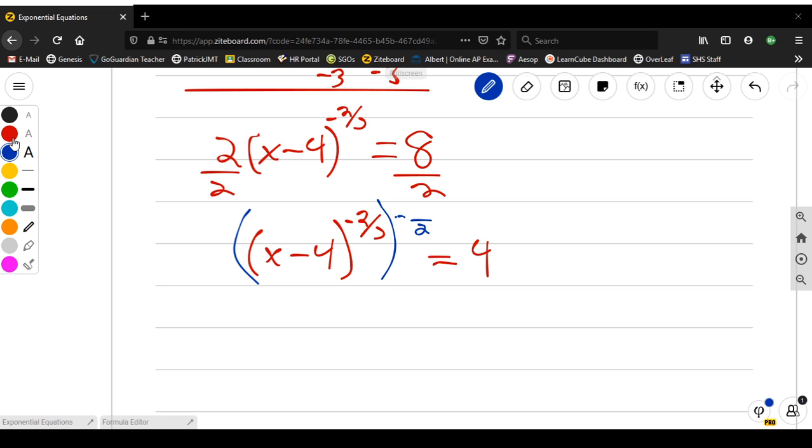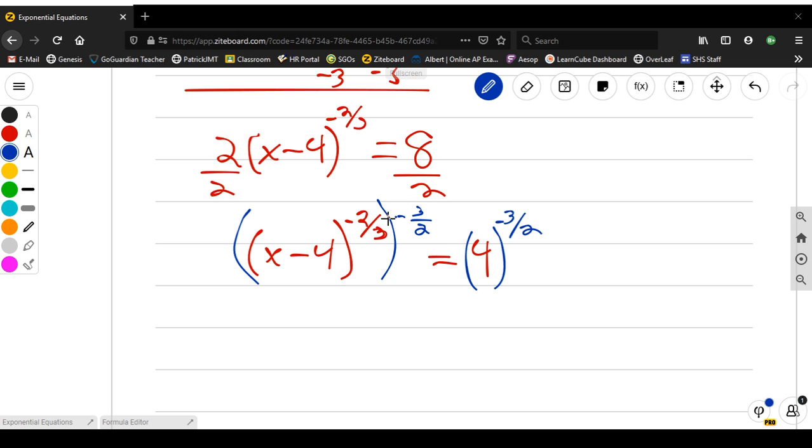And then how do we get rid of this third power right here? Because this is supposed to be a 3. How do we get rid of that third root? Raise it to the third power. Now, when we multiply those exponents together on the left, they're going to cancel out and just become 1, right?